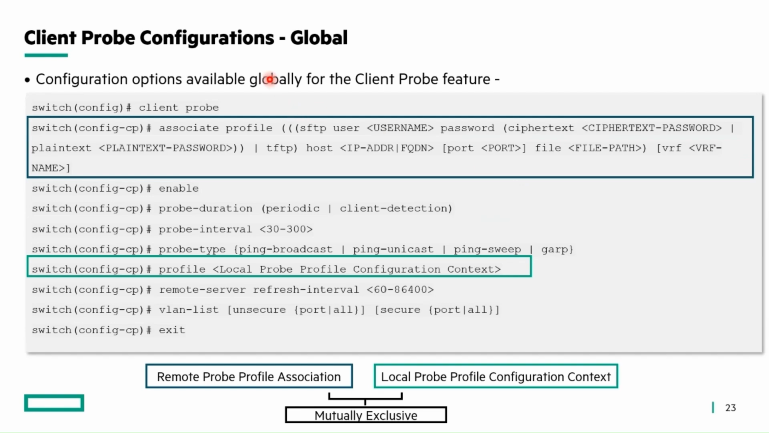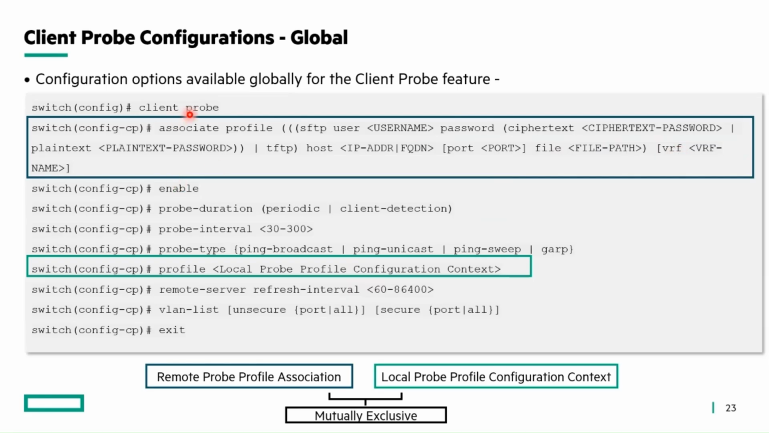So let's see the global configuration options available for this feature. The first is the client probe configuration context. Here you can either associate a remote probe profile or you can configure a local probe profile. These are mutually exclusive; either one of them can be done. For the remote probe profile, we can associate the profile mentioning the source for downloading the remote probe profile, the SFTP or TFTP server credentials, and then the IP address of the server, port from which you wanted to download, the file path, and then the respective VRF.